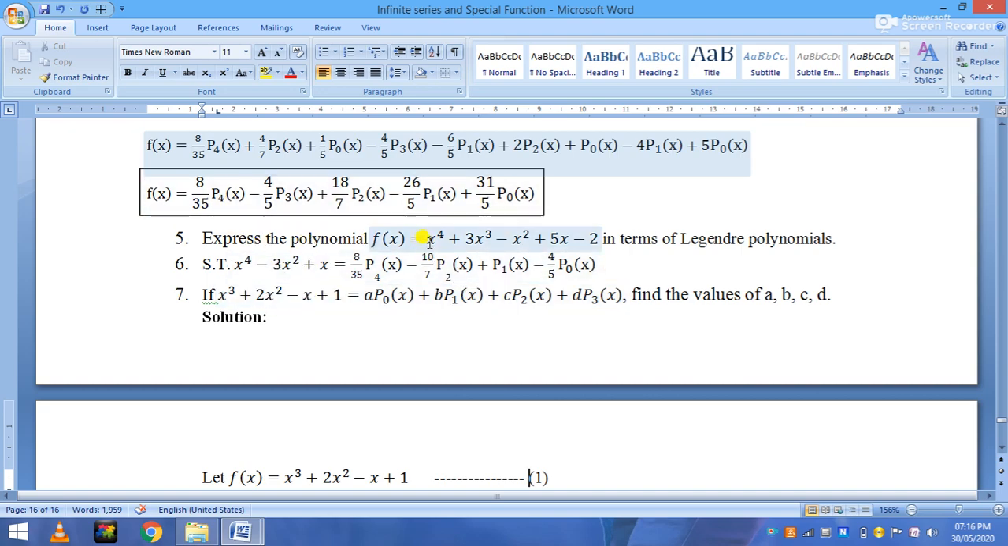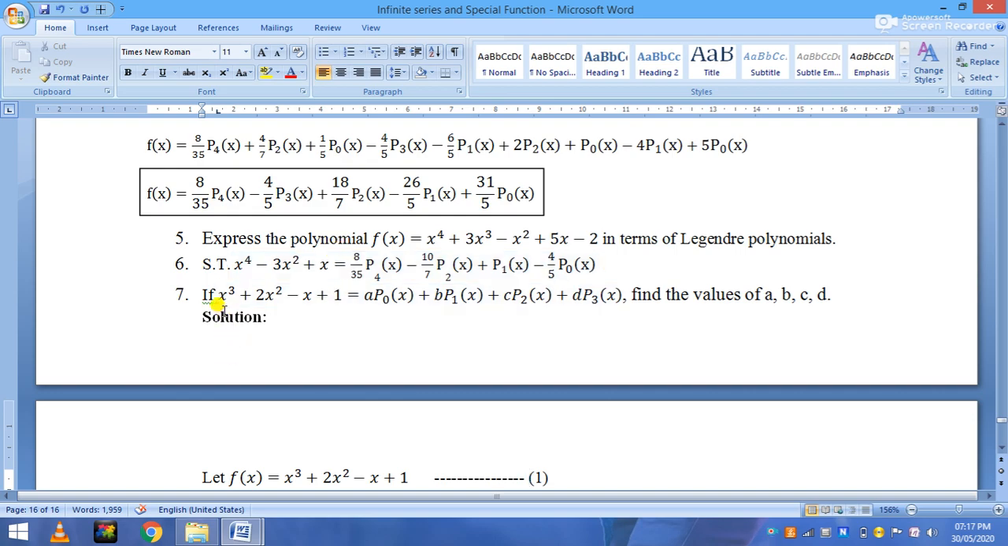Express the polynomial f of x equal to x raised to 4 plus 3x cube minus x square plus 5x minus 2 in terms of Legendre polynomials. So by using the previous method you try this. Then the next question is, show that x raised to 4 minus 3x square plus x is equal to 8 by 35 P4 of x minus 10 by 7 P2 of x plus P1 of x minus 4 by 5 P0 of x. Instead of a regular question, they have asked to show that both are the same. It is also to be solved by using Legendre polynomials.